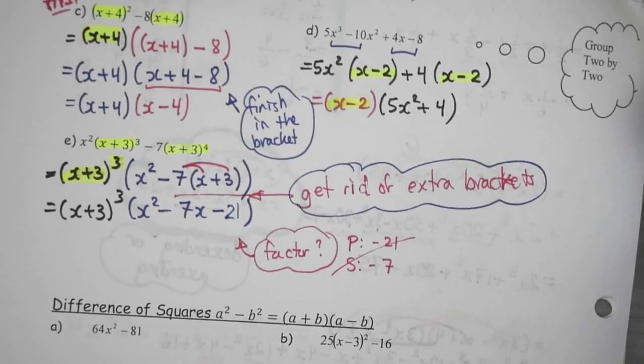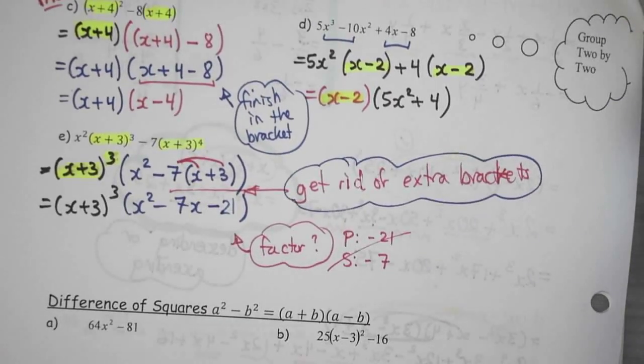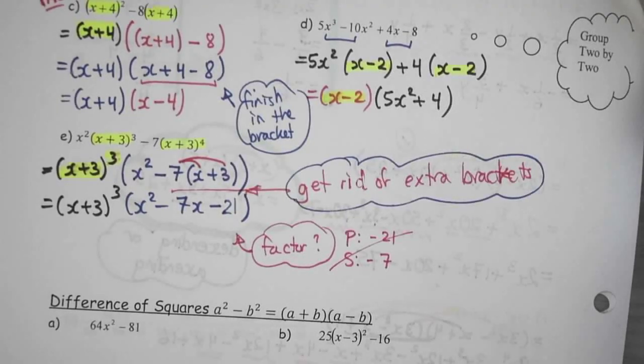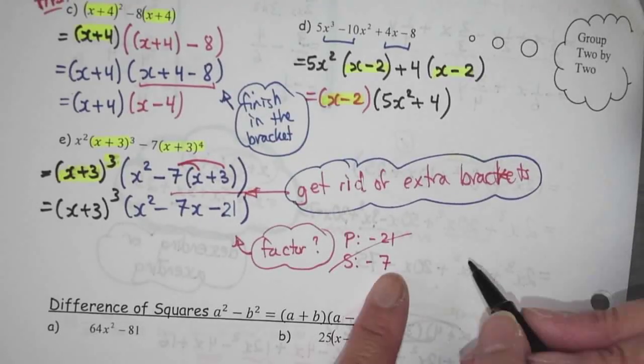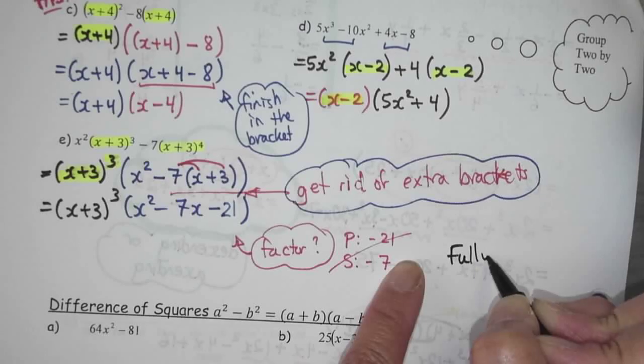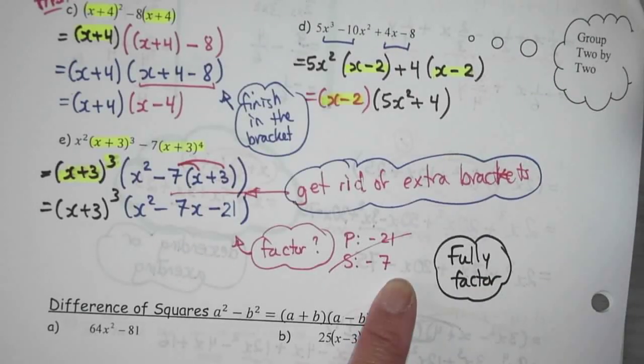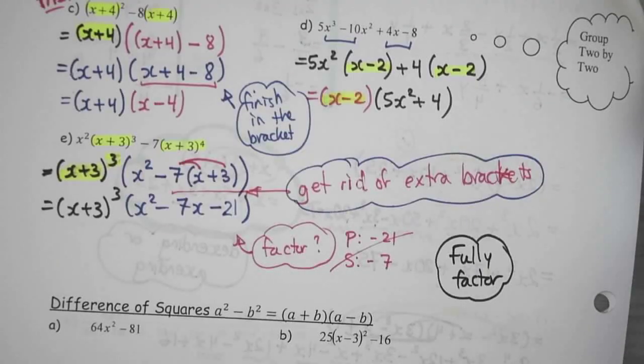We always want to fully factor, right? So factor as much as possible. The goal is to factor as much as possible. So I'm going to write that down. Fully factor. There you go. Always fully factor means go as far as you can to break it down as far as you can.